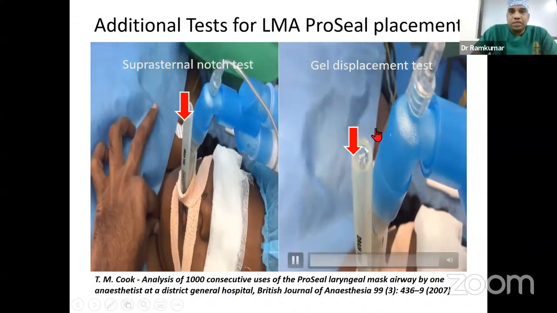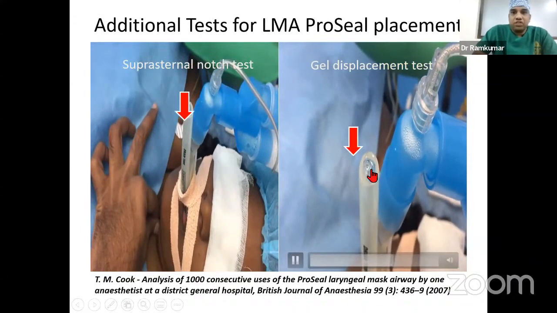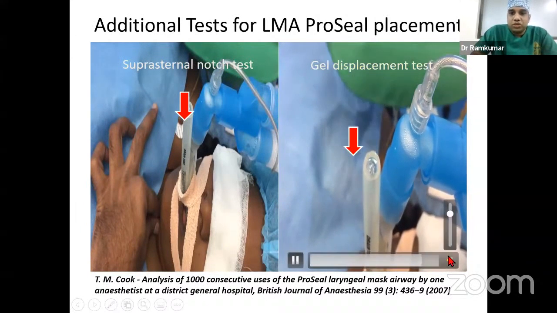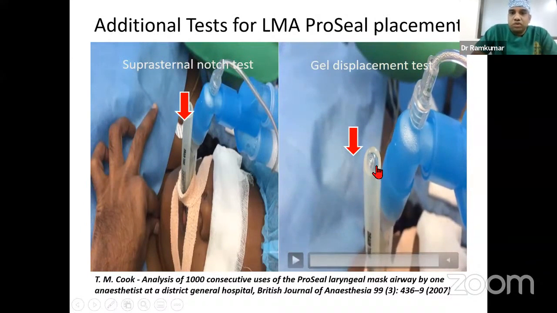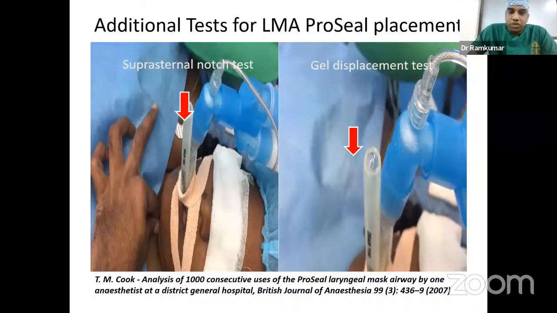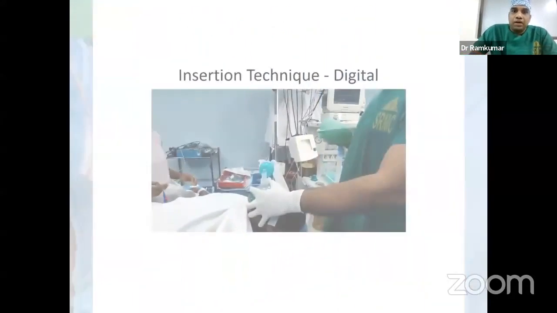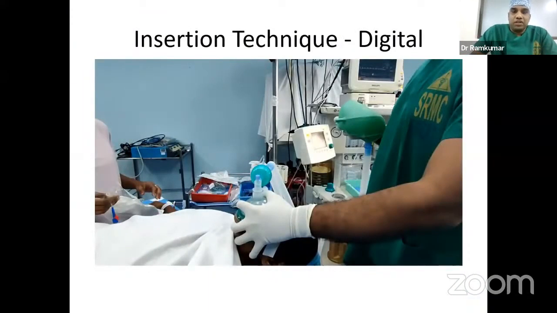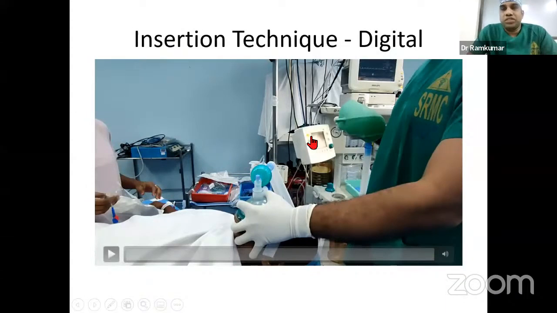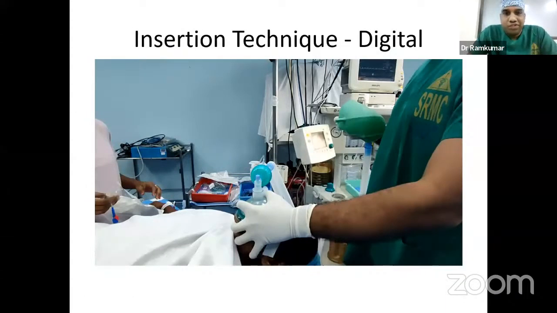Here, the gel displacement test is done with ventilation. You just continue to ventilate, and along with the ventilation, the gel has to move up and down like a meniscus. If it is not moving or it is popped off, that means your device is too high or in the glottis. This is one of the tests to identify the correct placement of the supraglottic airway ProSeal. Based on these tests, you can identify whether the placement of your device is correct.